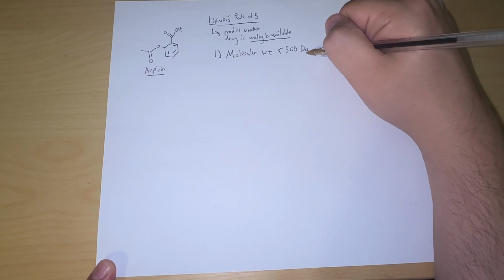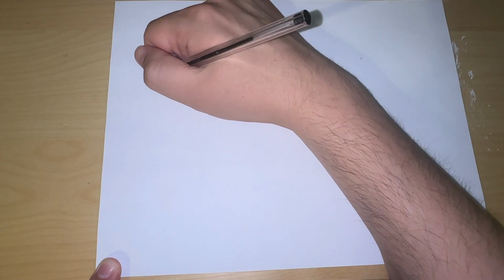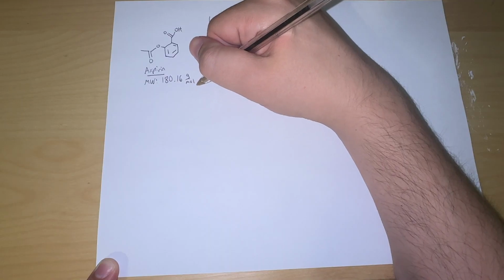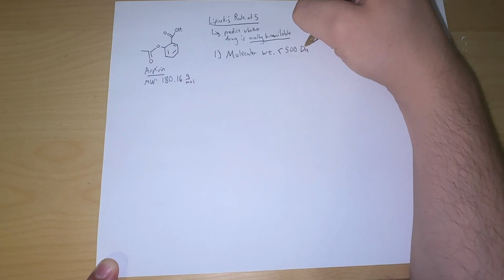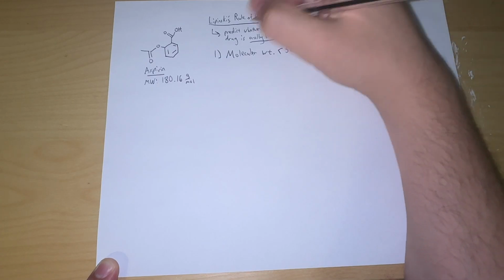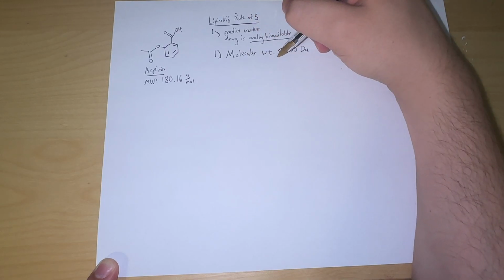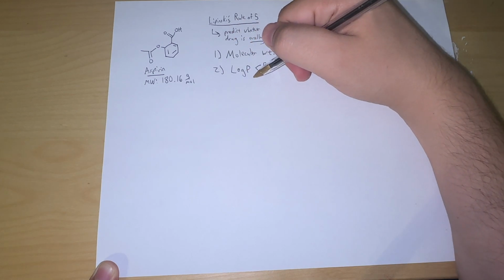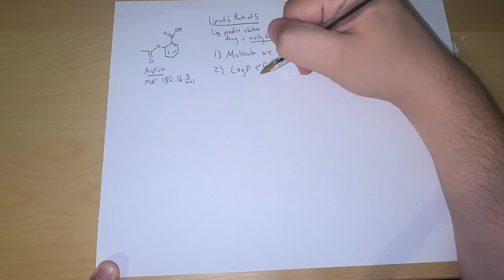Now, let's evaluate how this applies to aspirin. The molecular weight of aspirin is 180.16 grams per mole. This is easily under 500 Daltons or 500 grams per mole. So aspirin passes the first rule, which is molecular weight. The second rule is that the logP, the logarithm of the partition coefficient, is less than 5. Now, what does this actually mean?